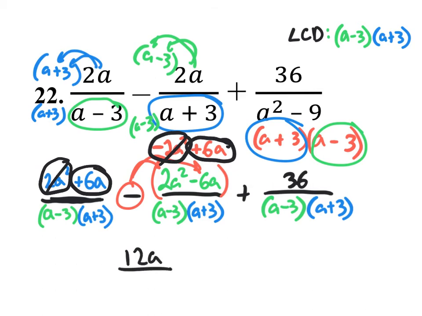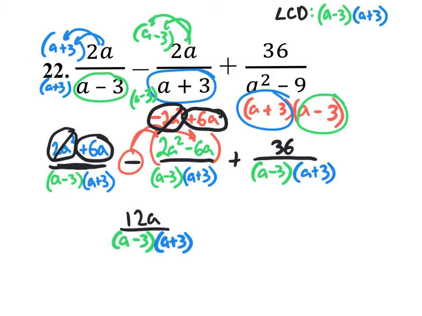And it is going to be over that common denominator, a minus 3 times a plus 3. Okay, so we've combined these two fractions. There's my answer. Let's bring this one down.